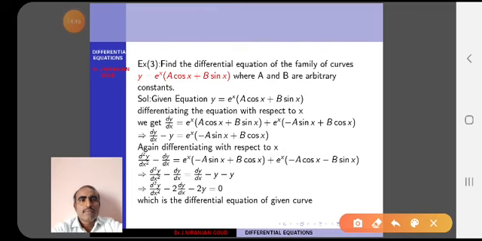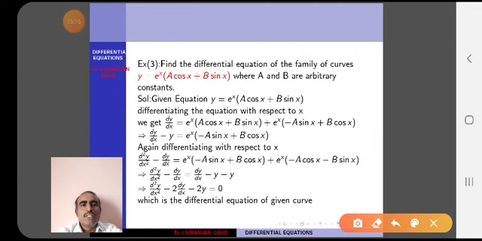See here, this expression is nothing but our y. So substitute this as y. You get dy/dx = y + e^x (-a sin x + b cos x). Now I write this as dy/dx - y = e^x (-a sin x + b cos x).